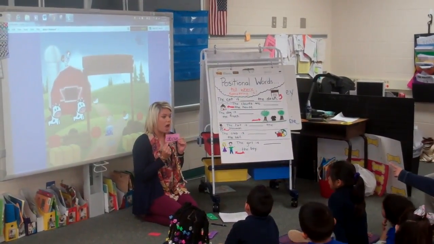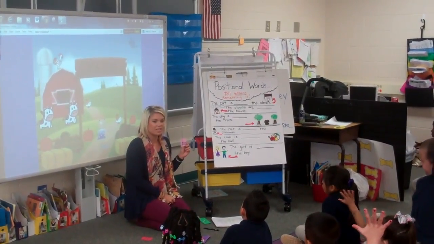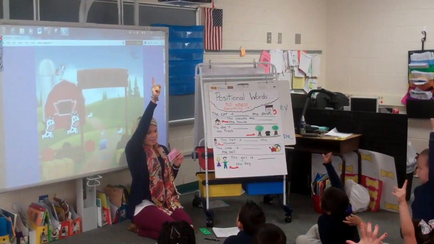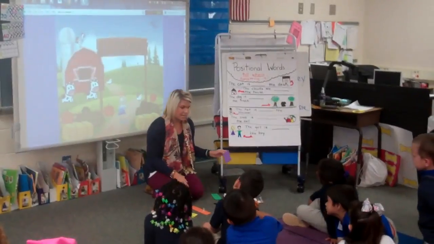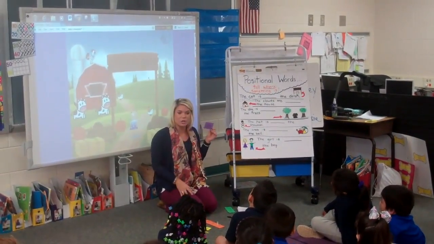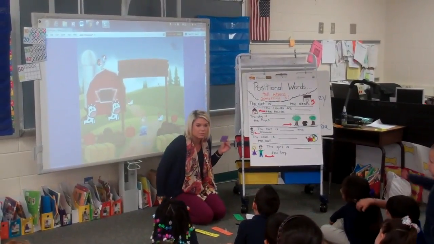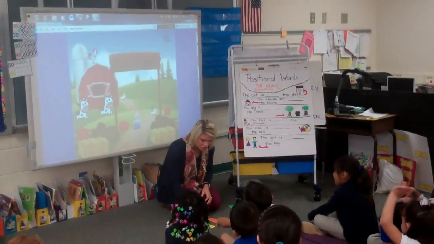This says above. So can someone please show me where above is? Is it up here? Yes. All right. Okay, so the opposite of above would be under. So can someone show me where under is? Can we do it with our hands? Under. Good job, guys.